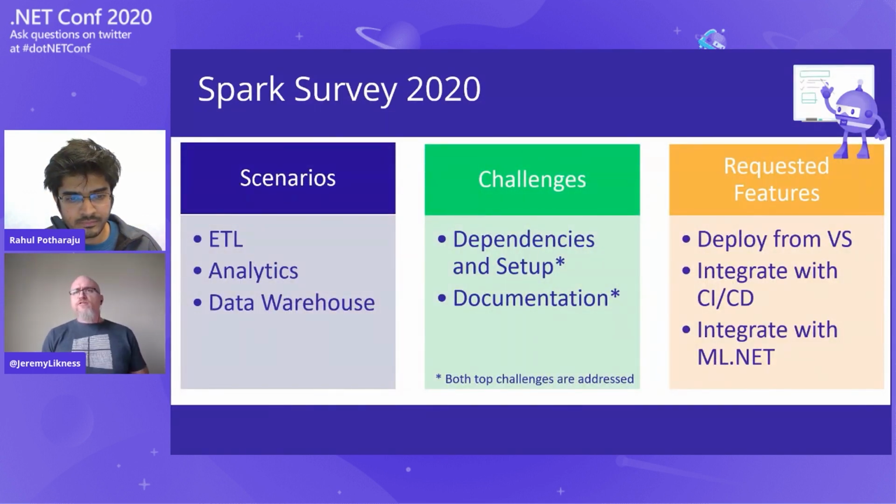And then we went across the board. We asked a lot of questions, but we wanted to know what scenarios people are using for big data and .NET for Spark. It turns out the common scenarios are extract, transform, load, analytics, and data warehouse. Now the challenges, it's interesting, the challenges for big data in general and specific to .NET for Spark were the same. People said that the dependencies and the setup was a challenge. There were a lot of prerequisites, and documentation was a challenge.